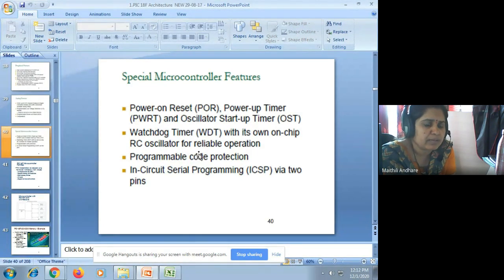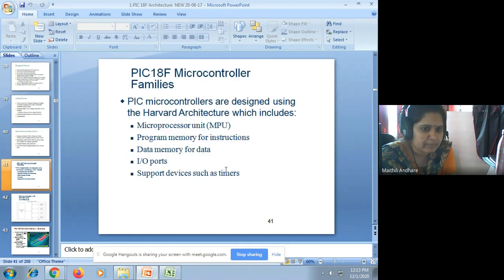The most important timer available with the PIC microcontroller is called the watchdog timer. It continuously keeps watching the microcontroller's activities, and if it goes into an infinite loop, it can prevent that. That's why the name is watchdog timer. Then the microcontroller can be programmed through ICSP, that is, in-circuit serial programming pins. That facility is available. The most important thing is that the PIC microcontroller and the 8051 microcontroller are both 8-bit microcontrollers, meaning they can handle 8 bits of data at a time.